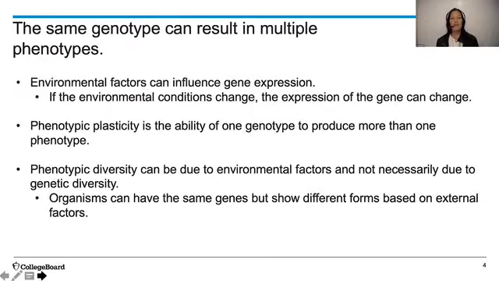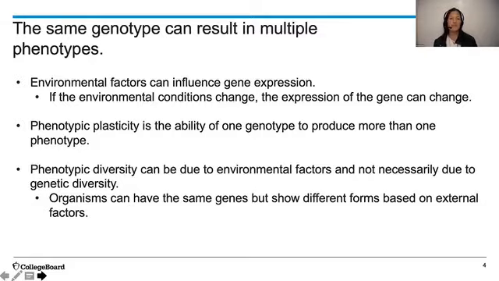So our main point here is that the same genotype can result in multiple different phenotypes. And environmental factors can influence this gene expression, which means that if the environmental conditions change, expression of the gene can change. The fancy term that we use is phenotypic plasticity. This is the ability of one genotype to produce more than one phenotype.